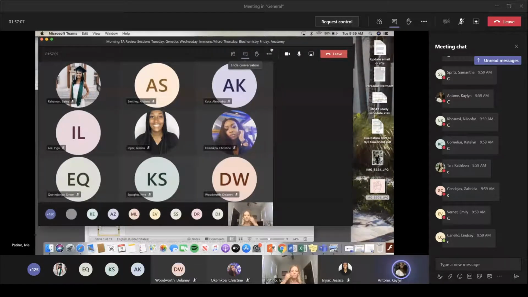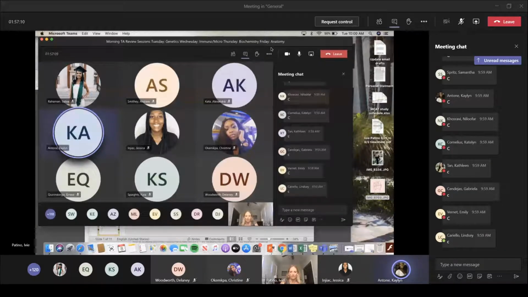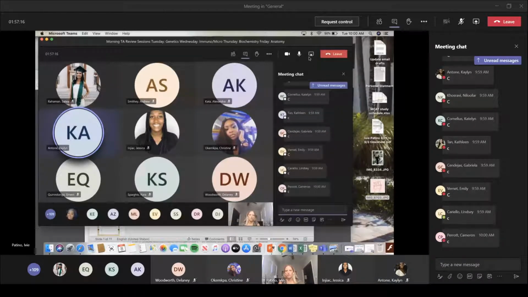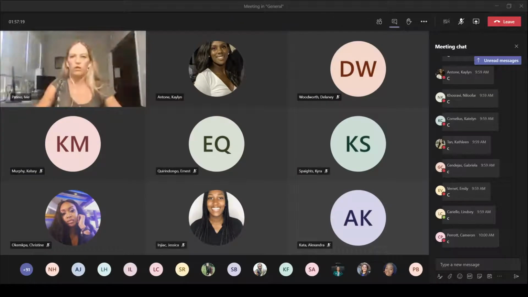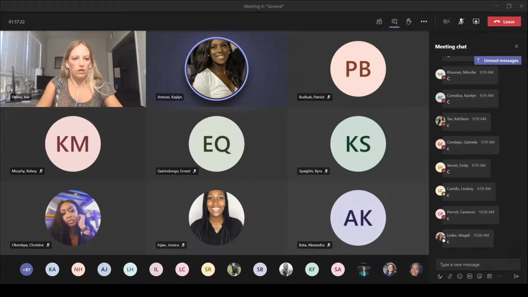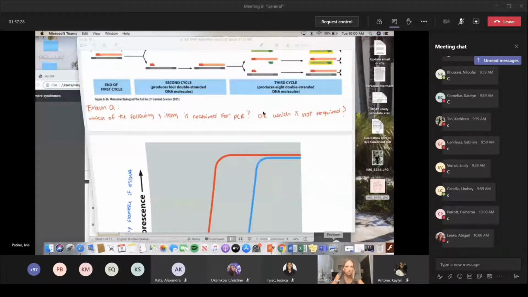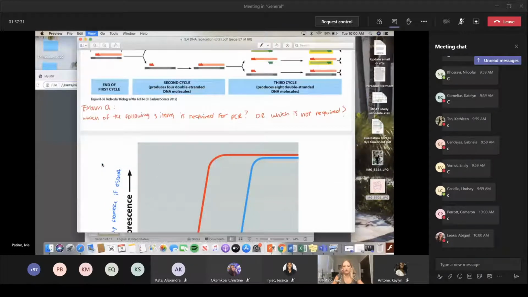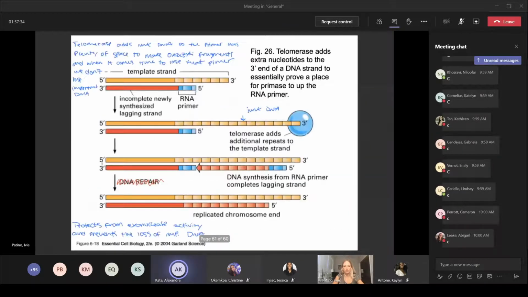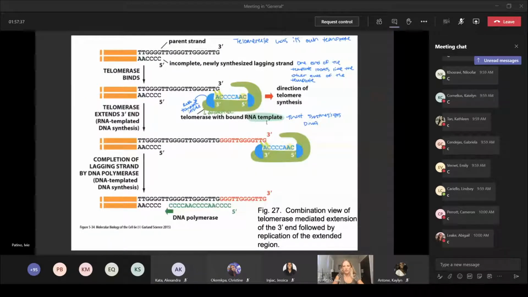Hi, Ivy. I didn't really understand what you meant by RNA templated DNA synthesis for telomerase. Okay, so let me screen share with you to show you what I'm talking about. So telomerase has this RNA template. So it's using this RNA template to synthesize new DNA. So that's why I termed it an RNA templated DNA synthesis.